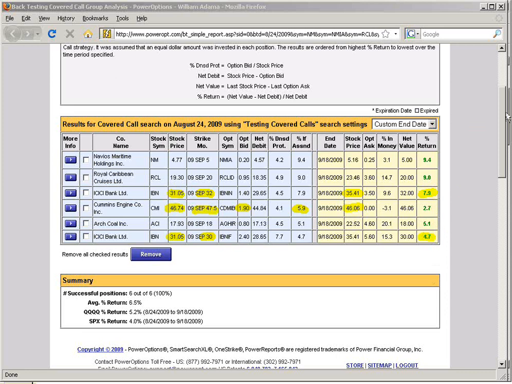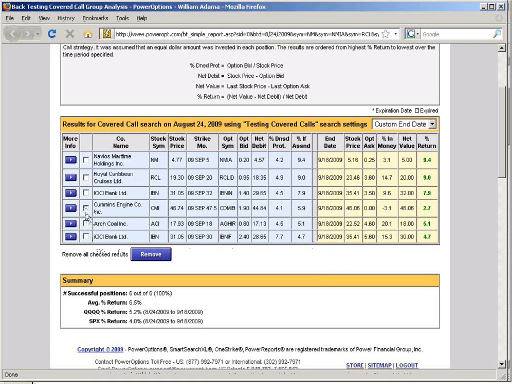pretty well. So if I wanted to analyze my group results and say to myself, okay, if these were the 6 results I had and I was going to enter 6 covered calls, I wouldn't have entered 2 covered calls on ICI. What I probably would have done is decided to go with either the slightly out of the money for the higher return or the slightly in the money for the higher downside protection.